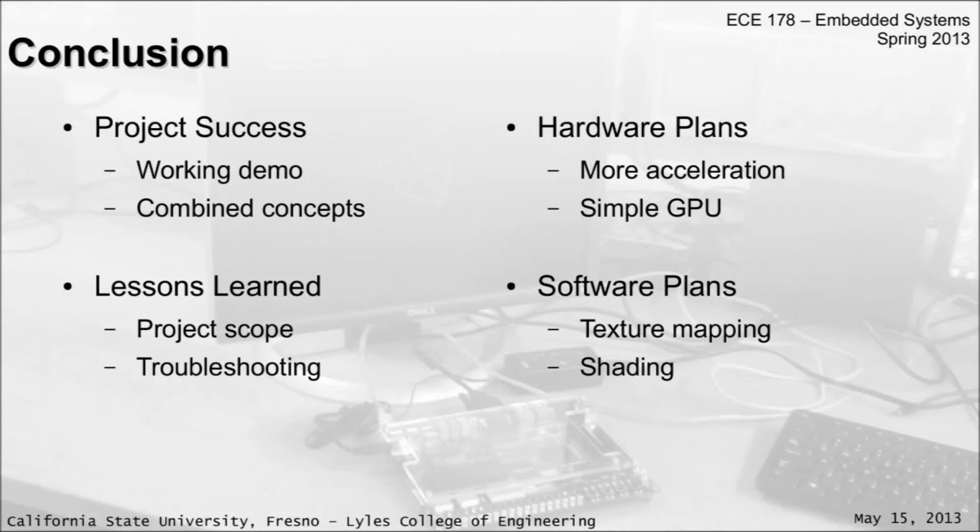For future plans for this project, more acceleration. So there's already a vector processing unit in the works, and then possibly even expanding that using various DMA techniques into a simple GPU. Then for software plans, obviously this is just wireframe, so there's a lot more that can be done here, such as texture mapping, shading, taking better advantage of the hardware. There's a lot more that can be optimized.